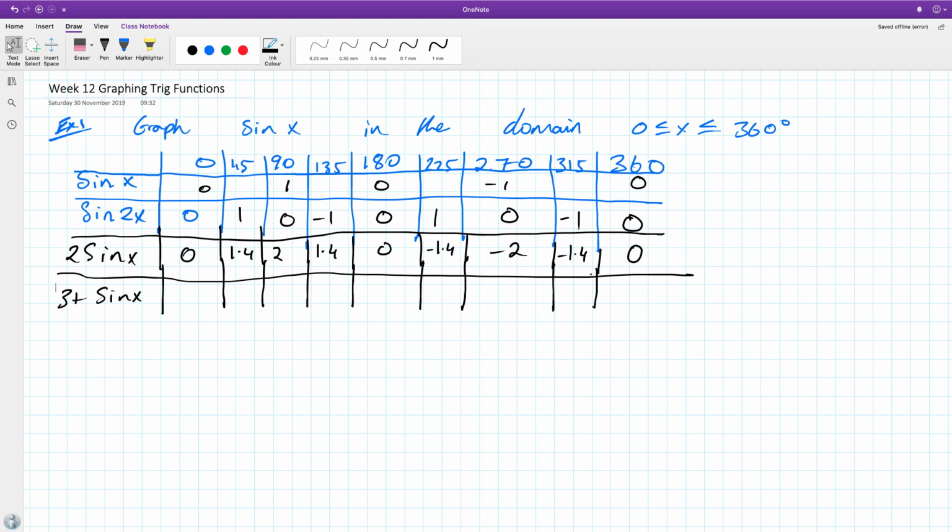So, when we use 3 plus the sine of x, we get 3, 3.7, 4, 3.7, 3, 2.2, 270 is 2, 2.2, and 3.